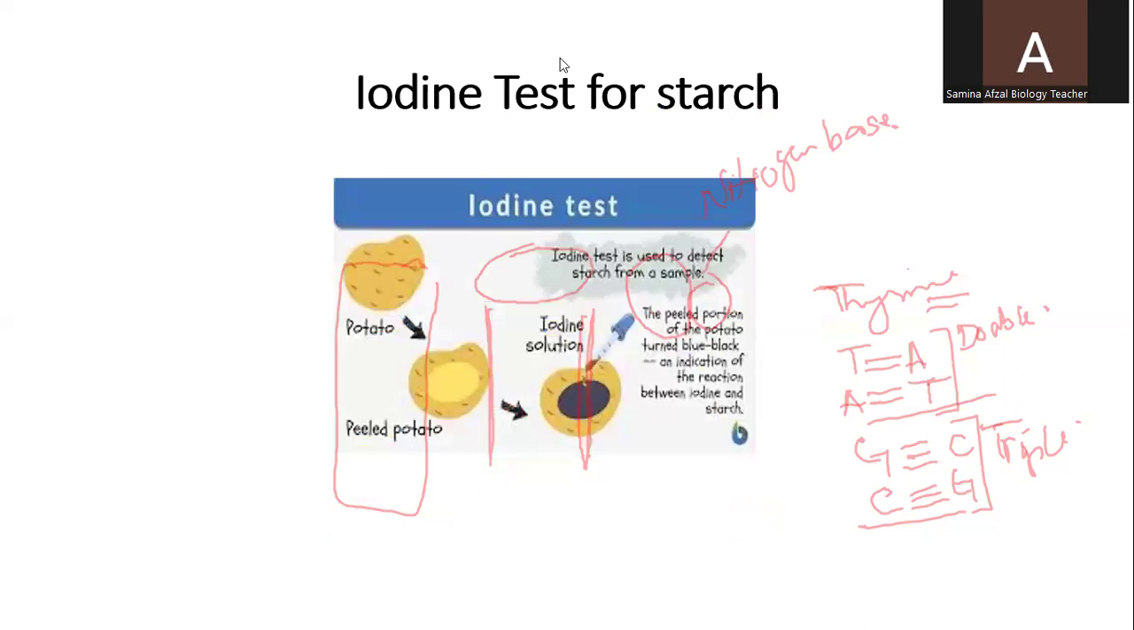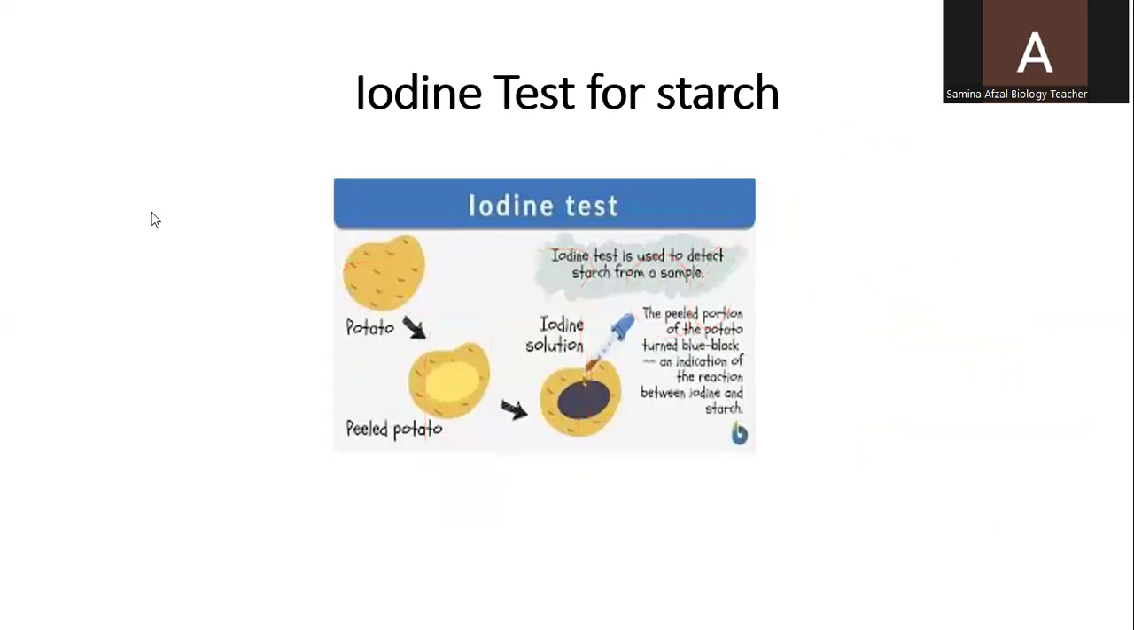Now, in the next slide, we are going to discuss paper 4, the iodine test for starch. For this purpose, we have to take freshly prepared iodine and a fresh potato. We will peel it, cut it into halves or smaller pieces, or crush it, and then we will add iodine solution onto it.